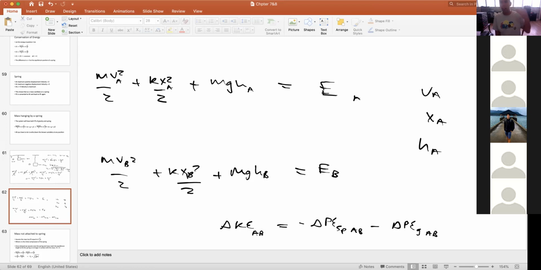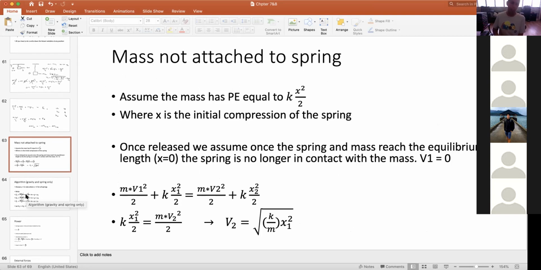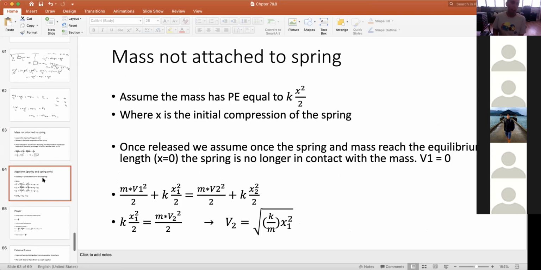You can just set the energy at point A to the energy at point B, and you're done, as long as you know enough variables to solve your problem. That's it. This is all there is to energy except for friction, but we'll get there. And we're going to do a whole bunch of problems with energy on Thursday. Some of them are super easy, some of them are not.